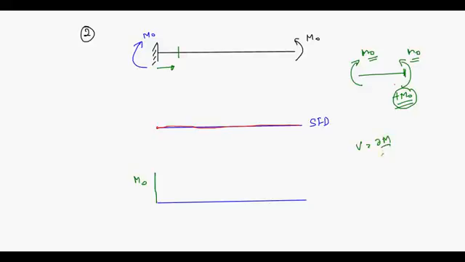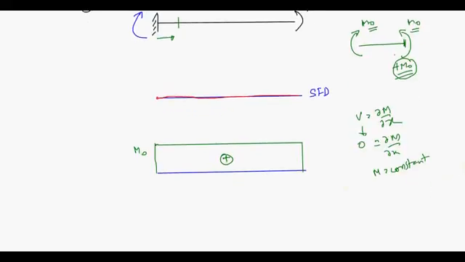Now you look at it. V is equal to dM by dx. Your V is equal to how much? It is 0. So your moment will be constant throughout the section. That means if it is M0 here, it's going to remain M0 and it will be constant. This is your positive. I think you are able to understand this.